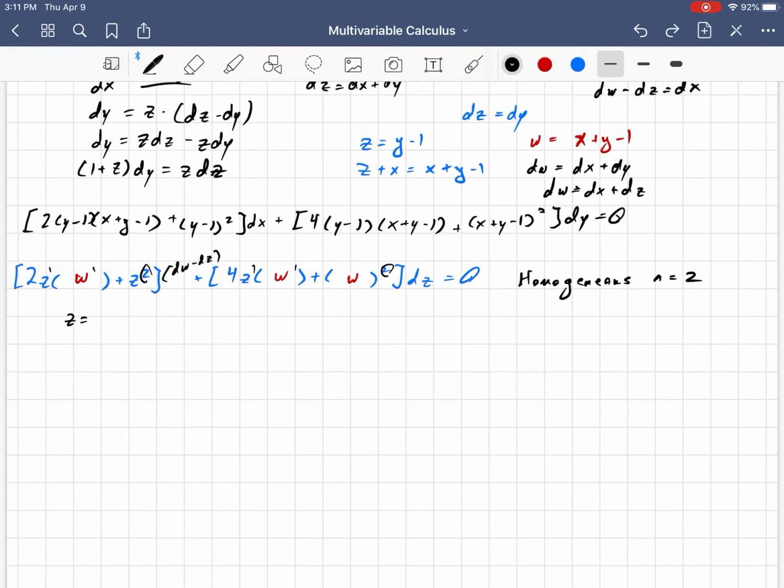You could do z is equal to vw, or w is equal to vz. Either one would work, and they would both work just as well. You just got to remember the product rule. So dw would be v dz plus z dv. But however you want to do it, this equation is now homogeneous, which can then be turned into a separable one, and so you can solve it from there.